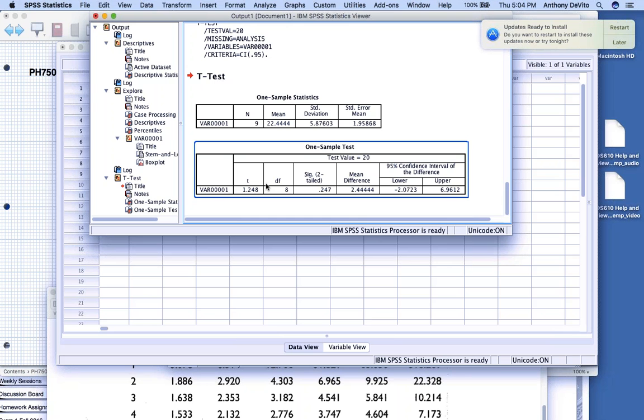So what's the chance that I would be wrong by saying that? If I'm 95% sure it's right, what's my chance of being wrong? 5%.